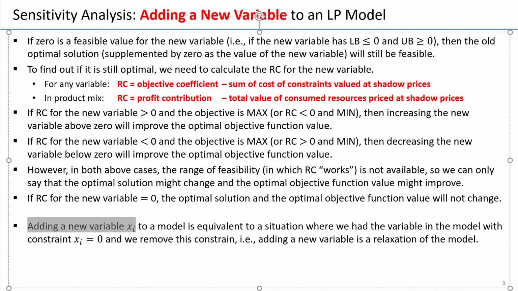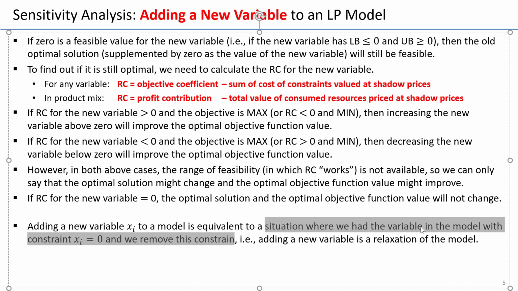And what I said before is that adding a new decision variable is actually equivalent to a relaxation of the model. Why is that? Because we can imagine that the new variable is actually already in the model, but there is a constraint xi equal to 0, right? Adding this variable is like removing this constraint xi equal to 0. So this situation is equivalent to a situation where we already had the variable in the model with the constraint xi equal to 0, and now we remove this constraint. That's why adding a new variable is like a relaxation of the model.